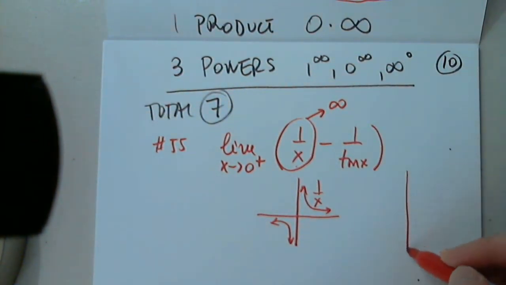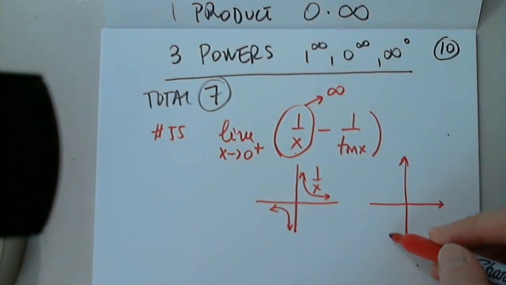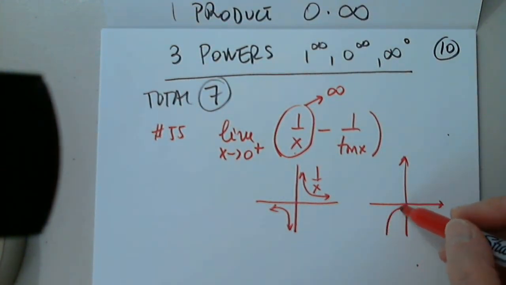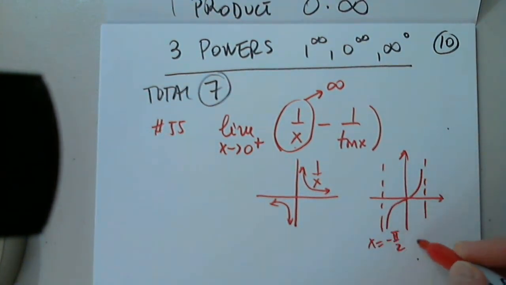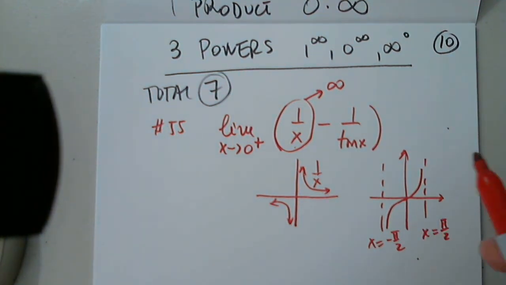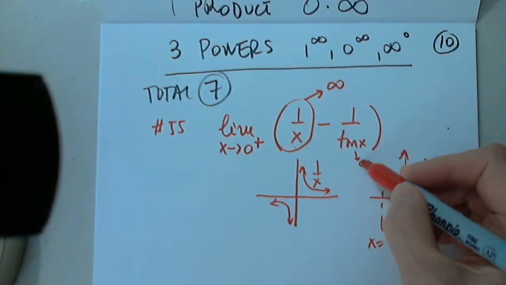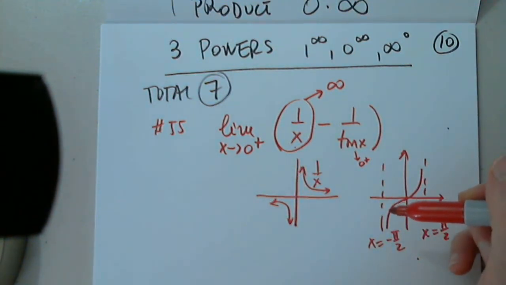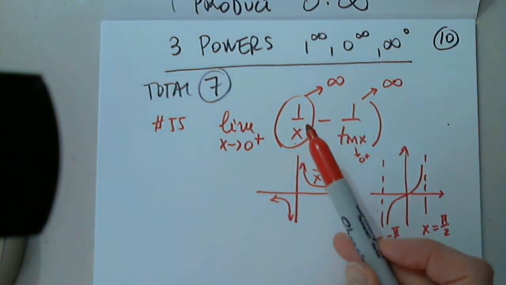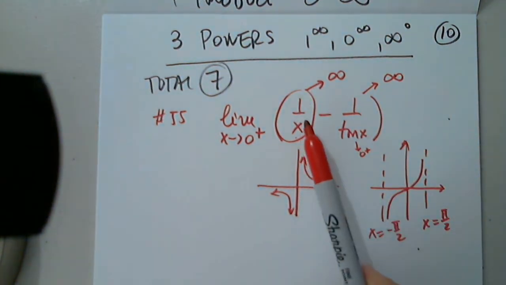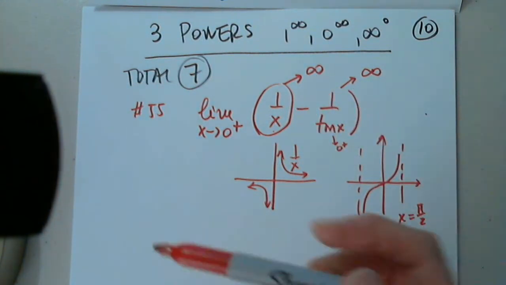What about the graph of tangent? The graph of tangent is this, of course with x equals negative pi over 2 and x equals pi over 2. But this is 1 over tangent, so the denominator approaches 0 from the right. It's the same idea. So this approaches infinity. This is the case I'm trying to discuss, the difference. So it's infinity minus infinity.